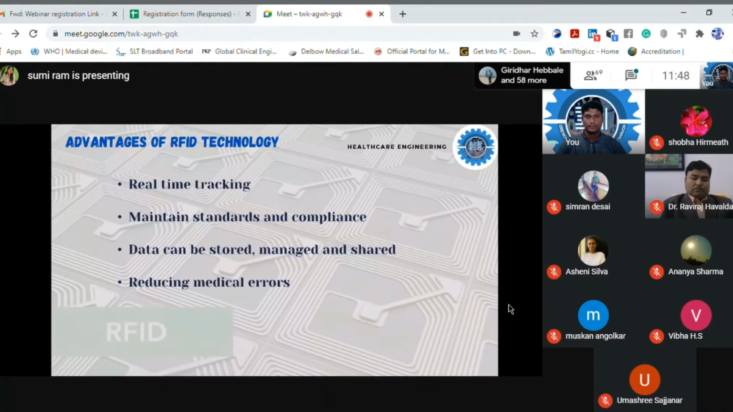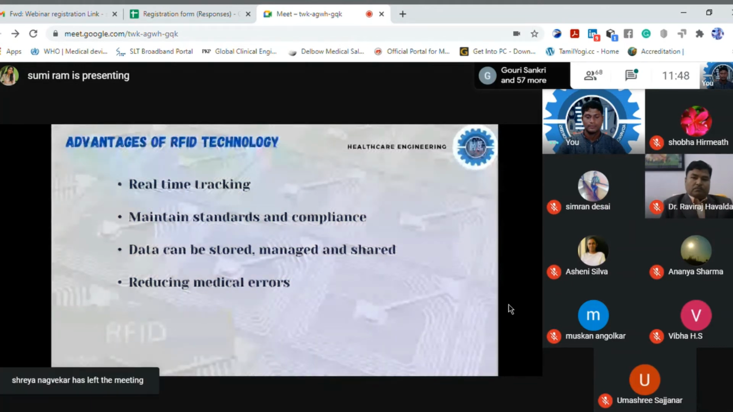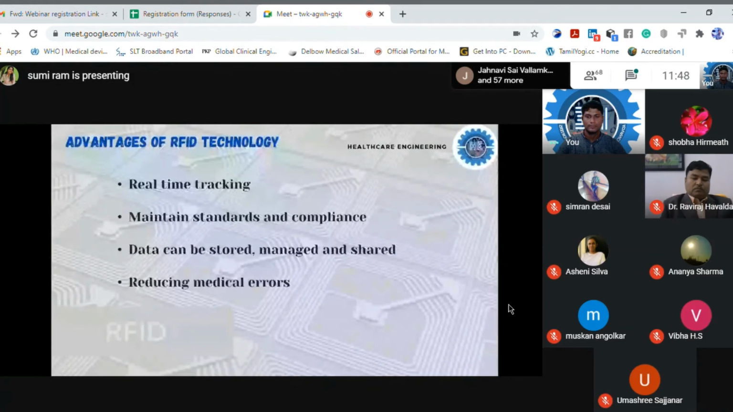The second one, RFID technology enables hospitals to monitor the quality of drugs in the supply chain in order to maintain the standards and compliance. Third one, RFID data can be stored, managed and shared online. Therefore, it is easier for maintaining electronic medical records and asset management applications. And the final advantage is that RFID reduces medical errors.